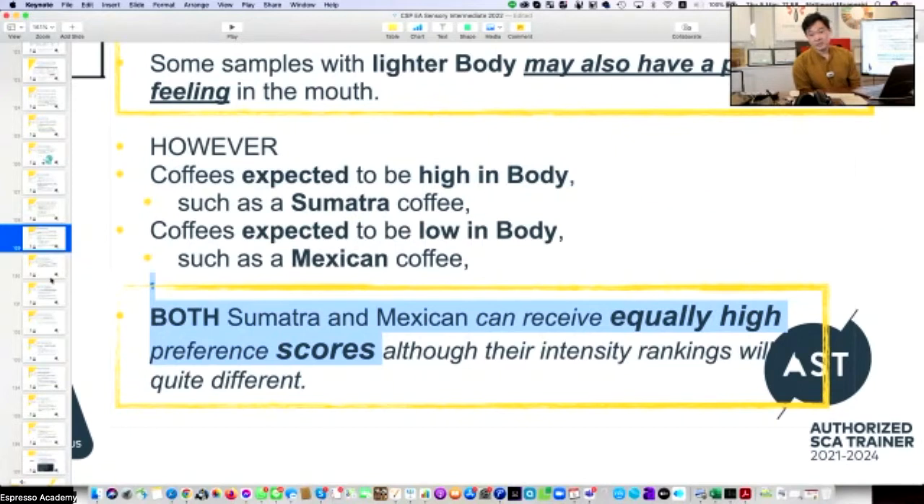Sumatra could get a 7.5 or 8, while a Mexican also gets an 8, even though the Mexican gets a lower body in the coffee, just because this is a Mexican table and that is an Indonesian table. This is a South American table. So we calibrate with that expectation as well.